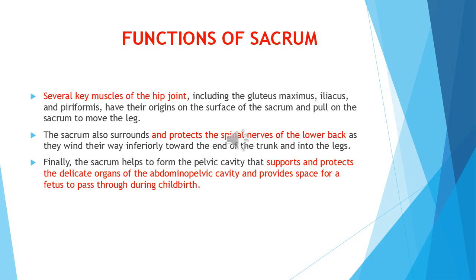The sacrum also surrounds and protects the spinal nerves of the lower back as they wind their way inferiorly toward the end of the trunk and into the leg. So they are protecting the spinal nerves. And finally the sacrum helps to form the posterior boundary of the pelvic cavity, and it supports and protects the delicate organs of the abdominopelvic cavity, and it also provides space for a fetus to pass through during childbirth. So these are some of the important functions of the sacrum.